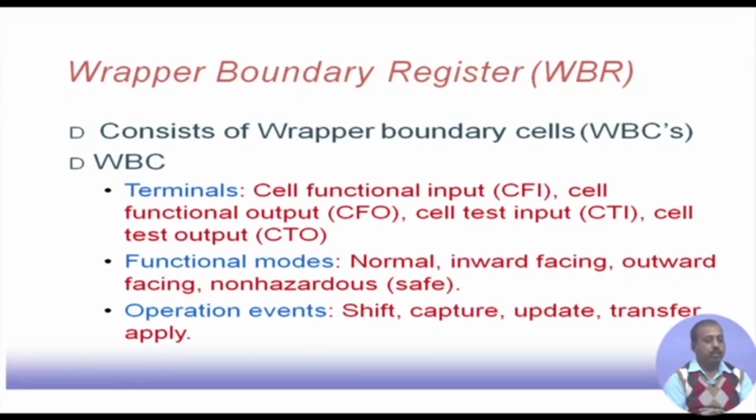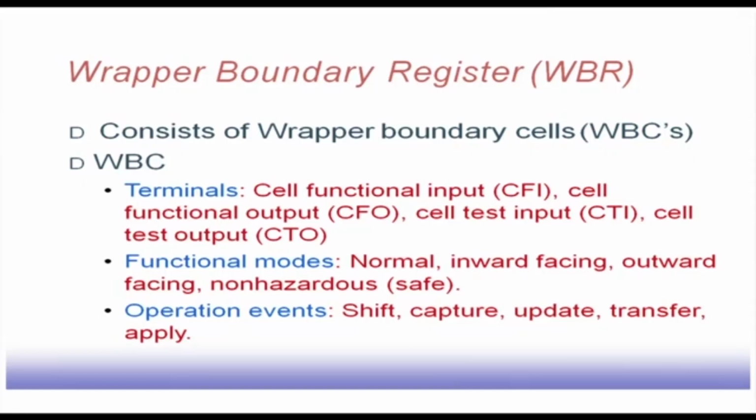Then we have inward facing. There is a difference between inward facing and outward facing. When we are testing a particular core, the test bit that is there in the wrapper boundary cell is going to be applied to the core. So that particular cell is directed inward, as its content will be put inside the core for testing.